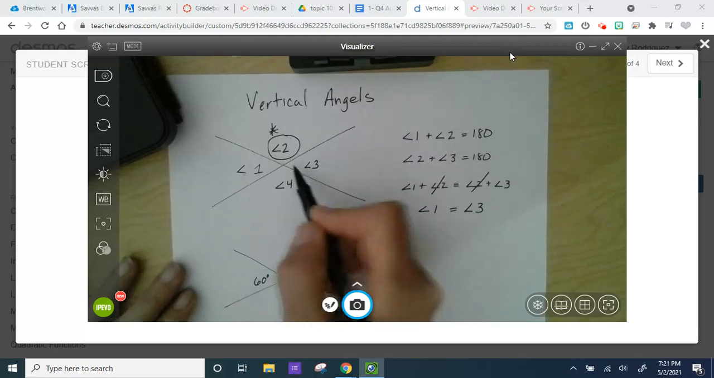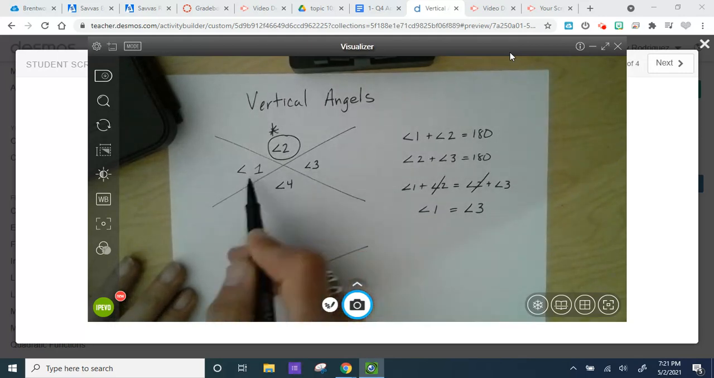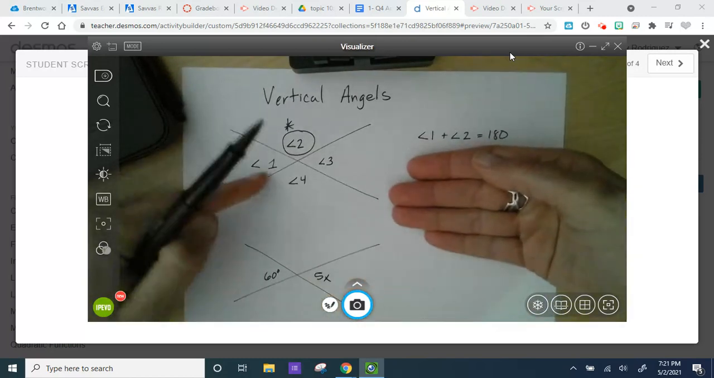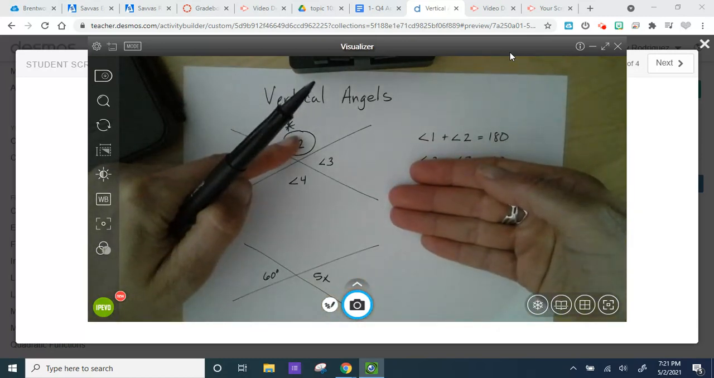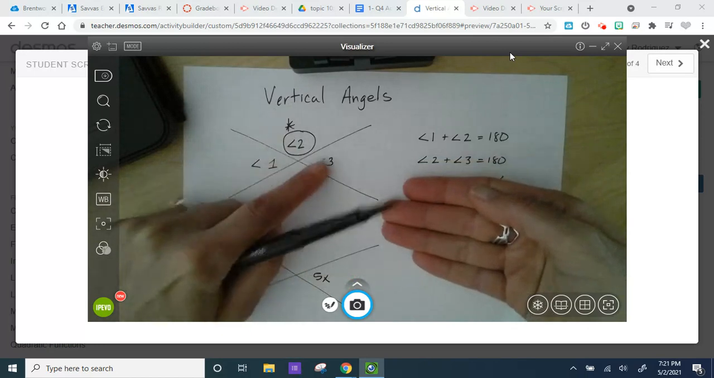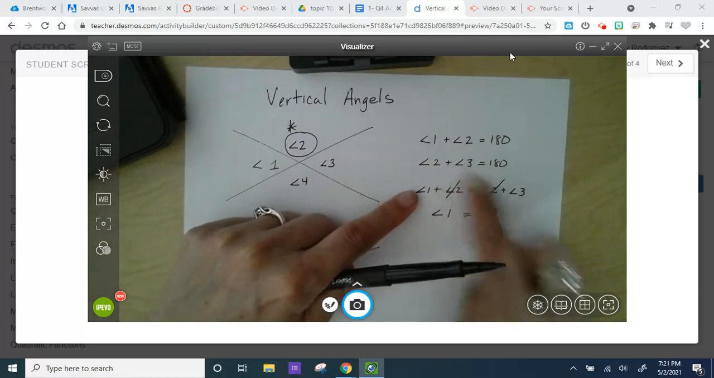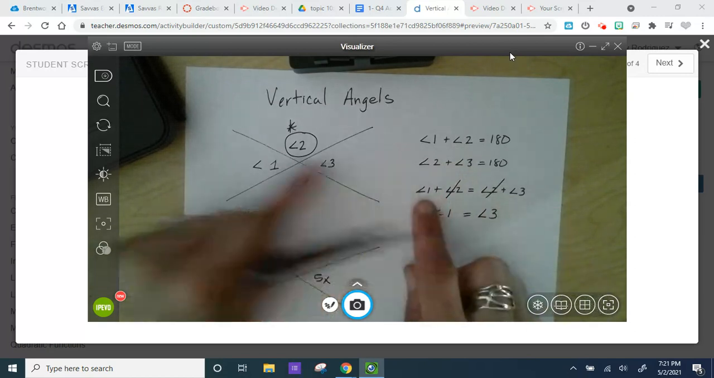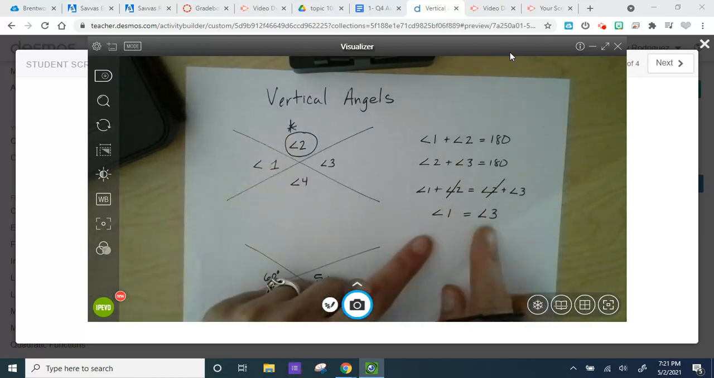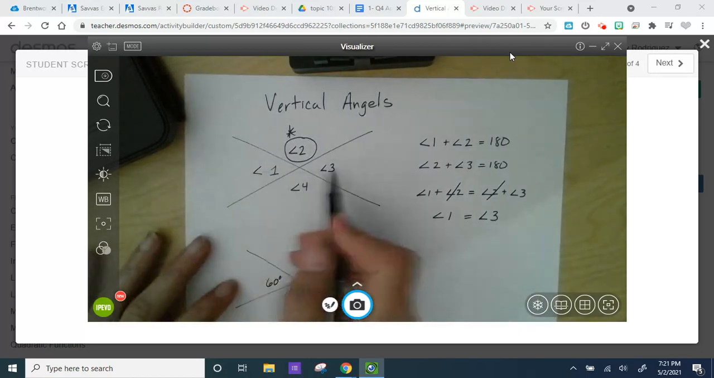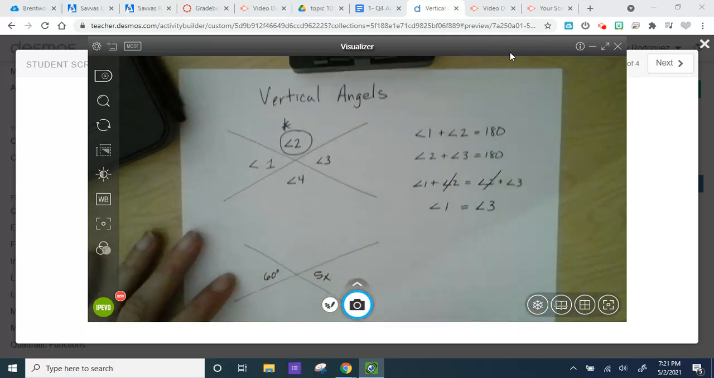So vertical angles would be 2 and 4 or 1 and 3. Why are these guys equal? Well, if 1 and 2 are supplementary and 2 and 3 are supplementary, that means that the two of these should equal the two of those. And since 2 is part of them both, that means that 1 is equal to 3. That's our proof of it. Just know that if they're across or up and down from each other, they're going to be the same.